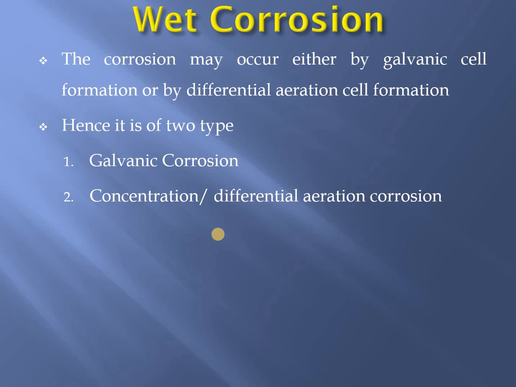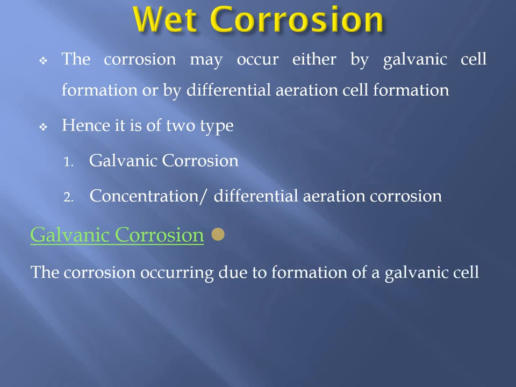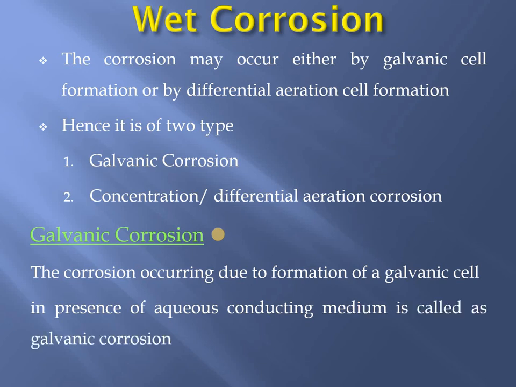Now we will discuss the first type of wet corrosion, that is galvanic cell corrosion. When the metal surface comes in contact with an electrolytic solution and there is a formation of anodic and cathodic regions on the metal surface, then there will be a formation of a galvanic cell and the corrosion occurring due to this formation of galvanic cell is called galvanic cell corrosion.